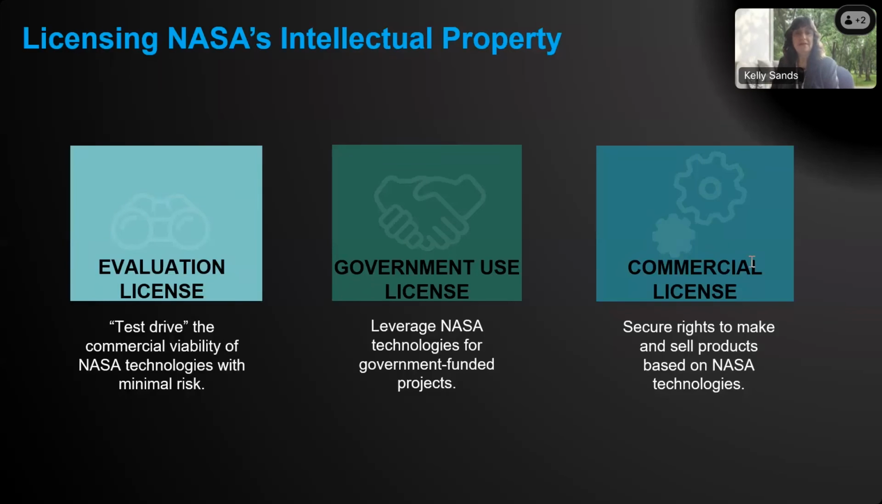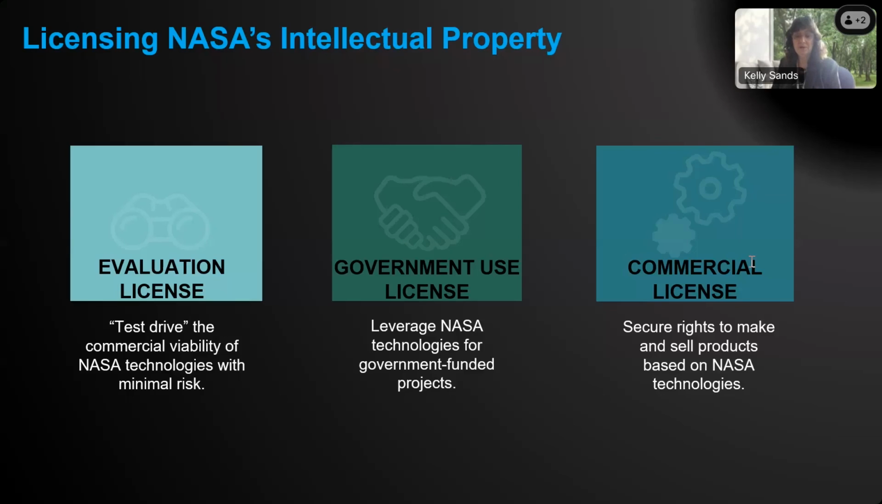Licensing from NASA is easier than you think. There are three basic types of licenses. The evaluation license, that agreement allows for a test drive of NASA technology. It has a set fee and a set term of 1 year, and it can be renewed annually for up to 3 years. The evaluation license allows a licensee to investigate the commercial viability of a NASA technology with minimal risk. The evaluation license is not a full rights license. NASA restricts the right to sell or offer for sale.